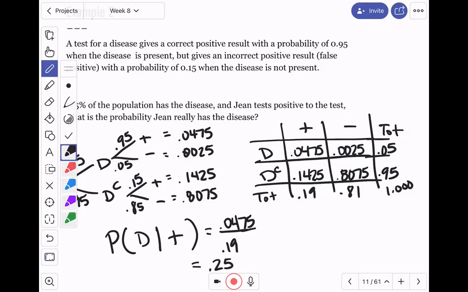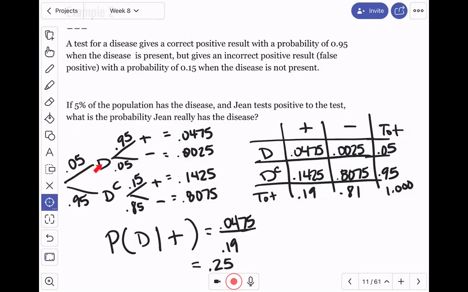So that is what we call Bayes' theorem. Are there any questions on Bayes' theorem? One question. In the listening portion where it says if 5% of the population has the disease, where did we use that 5%? Up here in the front.